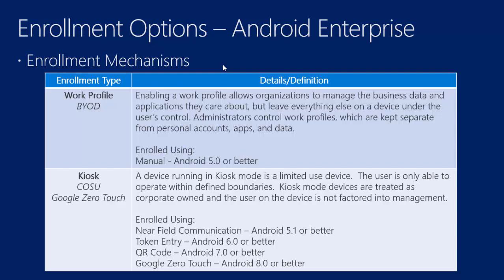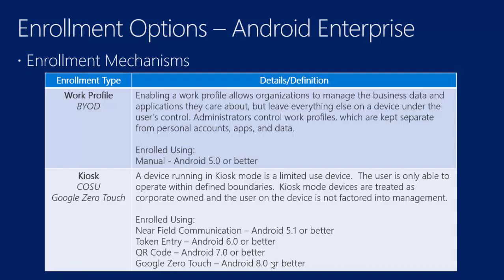Here the device is a limited use device. Really the user is only able to operate within the defined boundaries of that kiosk device. There's 4 ways that we can actually enroll that device in Kiosk Mode. In fact, I should have put Google under here. I should have listed the 4. Either way, you can enroll the device with near-field communication, Android 5.1 or better. You can use what's called a token entry, Android 6 or better, QR code, Android 7 or better, and then finally Google Zero Touch, Android 8 or better, right?